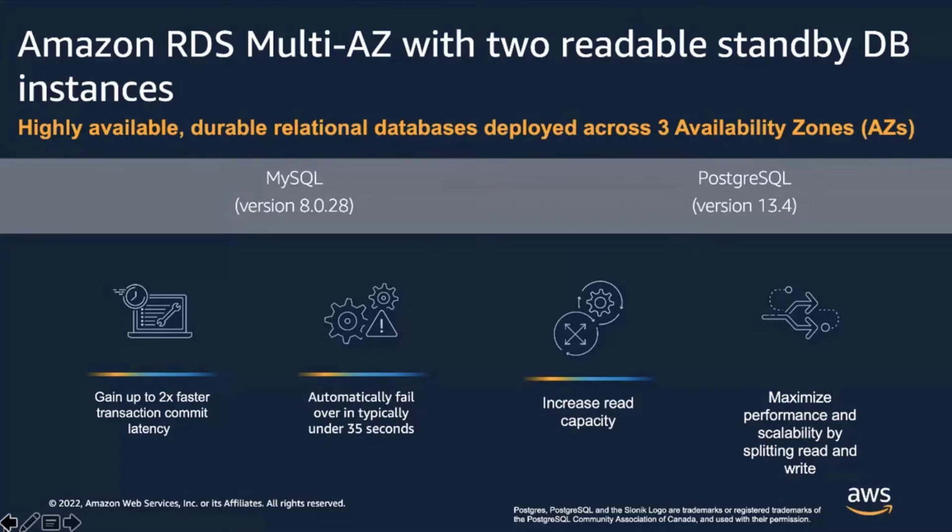This deployment option offers 4 distinct benefits. It provides faster transaction commit latencies, or in short, improves the transaction performance. The failover times are typically under 35 seconds. With 2 readable standby instances, it offers additional read capacity. It further helps maximize performance by splitting the reads and write workloads. Let's first take a look under the hood on how this works and then get into detail about these benefits.